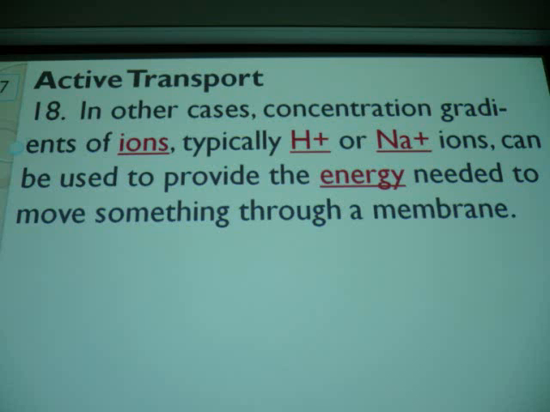All right. So when we discuss those other high-level processes, you're going to see how these things actually work to drive the manufacture of ATP. Okay?